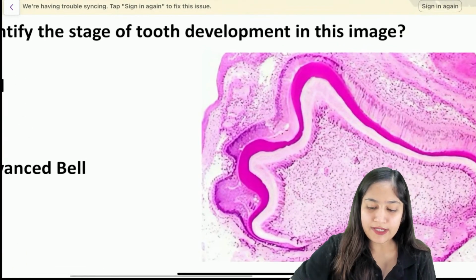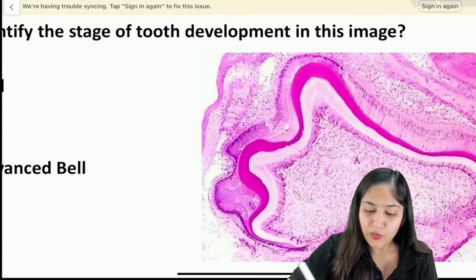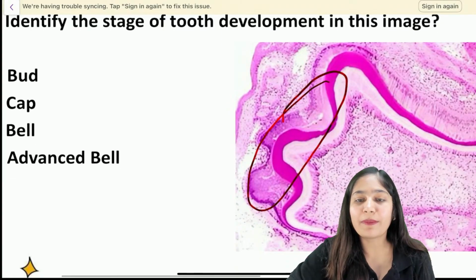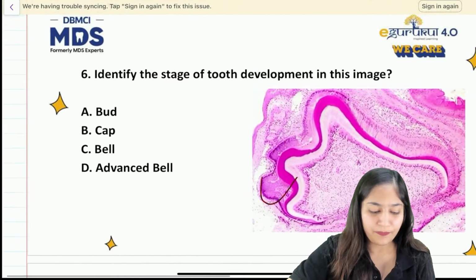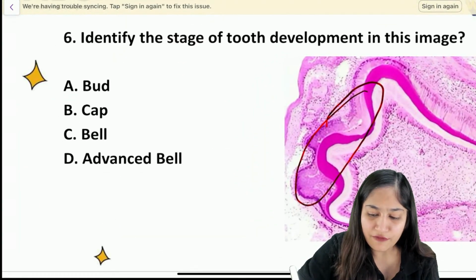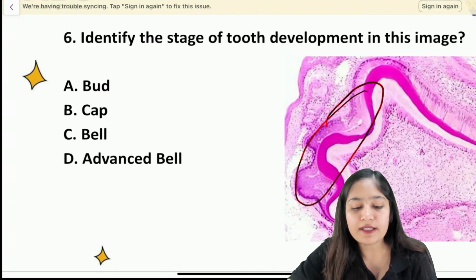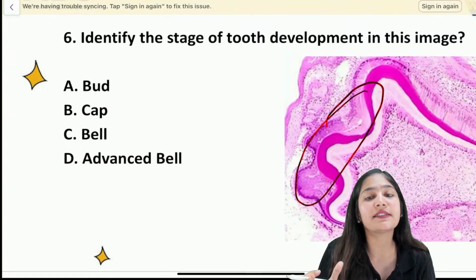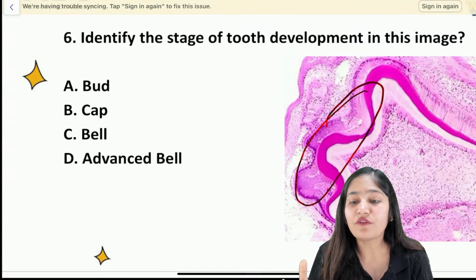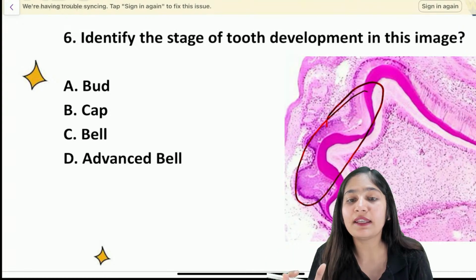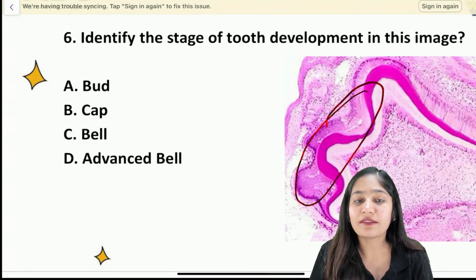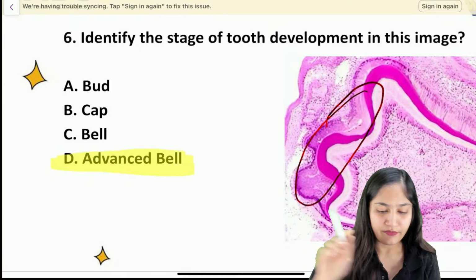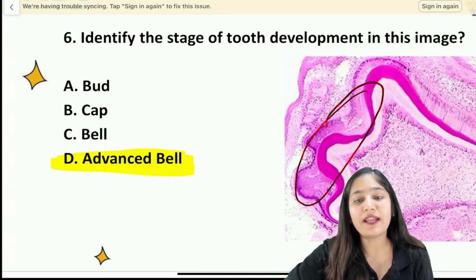So here you can see that we have formation of hard tissue, right? We have formation of hard tissue here. So as we have formation of hard tissue, what will be the correct answer? We have discussed in our live lectures as well as recorded lectures that hard tissue formation is mainly seen in which stage? Advanced bell stage. It is mainly seen in advanced bell stage.